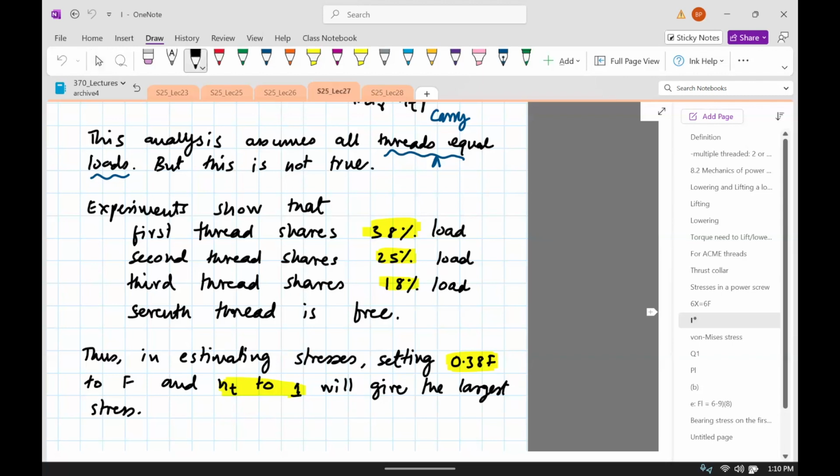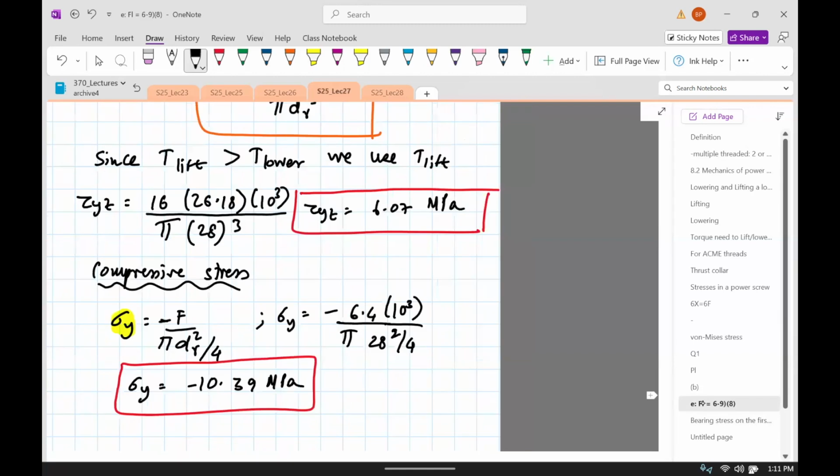So when we want to estimate the stress, we just set F to be 0.38 F and NT to 1, because we're only considering the first thread, and NT is the number of threads. If you solve it without this assumption, you'll take F to be whatever the force is, and NT would be the number of threads. In that case, you'll be averaging the stress across all the threads, which is not the case. The first thread takes a lot more load than the other ones. So we'll go with this.